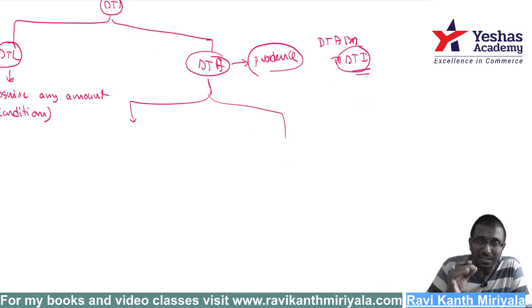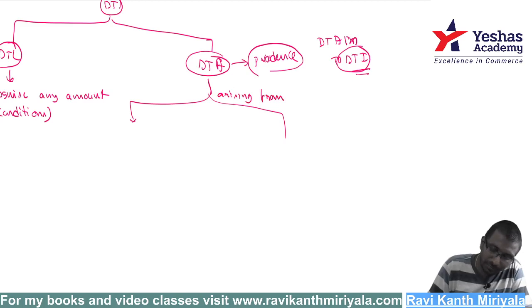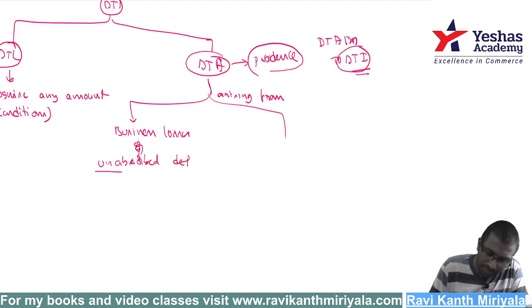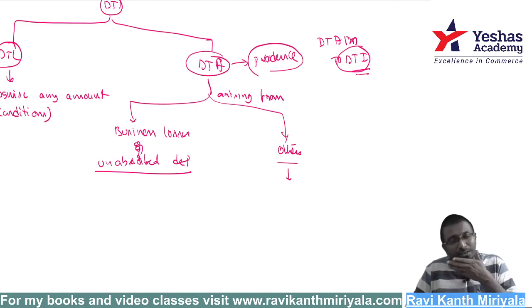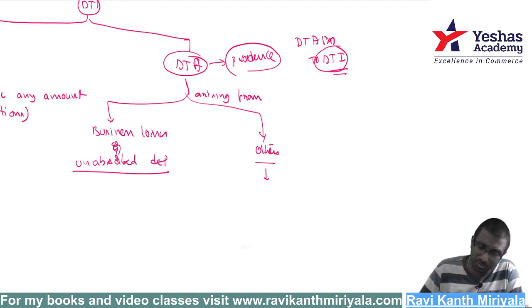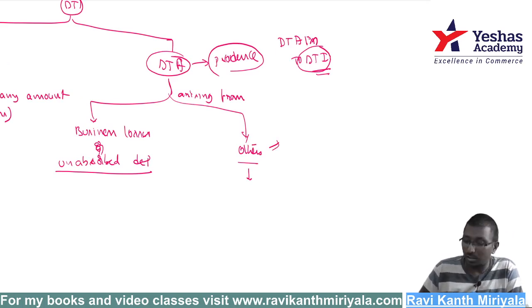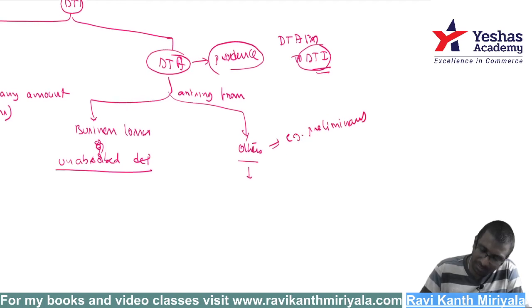Deferred tax asset is arising from which reasons? One is business losses, and another is unabsorbed depreciation. These two things, or any other reasons. If deferred tax asset is coming because of other reasons, sometimes, what can I say, preliminary expenses, I can give as an example.